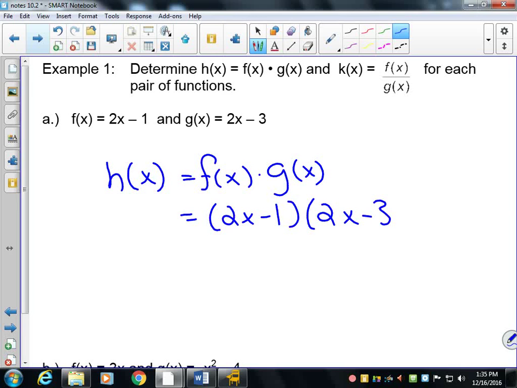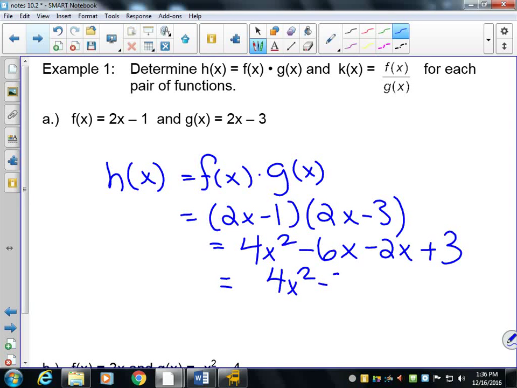Okay. Then you FOIL. Don't leave it like this. Actually expand out. What do we get when we expand out? Okay, am I done here? No, we probably should combine our like terms. We get 4x squared minus 8x plus 3. That's it. That's h of x.